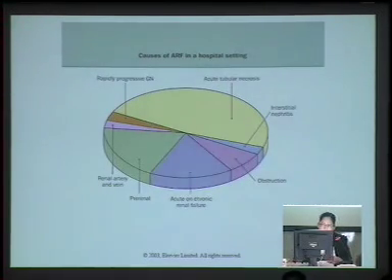In the hospital, you will see a lot of acute tubular necrosis, a huge amount. Obstruction also, but acute tubular necrosis, very common.